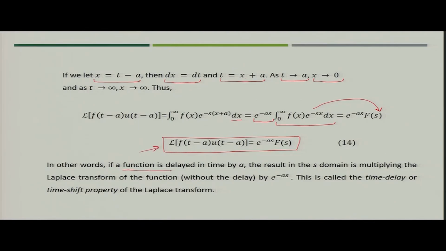That means that when a function is delayed in time by a, the result in the s domain is obtained by multiplying the Laplace transform of the function without delay by e to the power minus as. So, if you have a time delay in a function, you simply multiply the Laplace transform by e to the power minus as, and you will get the Laplace transform of the function delayed in time by some constant value a. This property is called the time delay or time shift property of the Laplace transform.